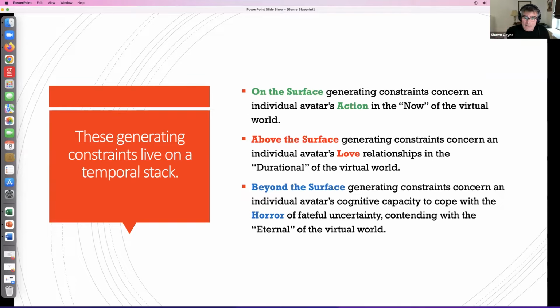Okay, lastly, beyond the surface, generated constraints concern an individual avatar's cognitive capacity to cope with the horror of fateful uncertainty. All that means is that we cannot explain the causal factors for a lot of the things that happen in our lives. How we deal with that is how we deal with horror.